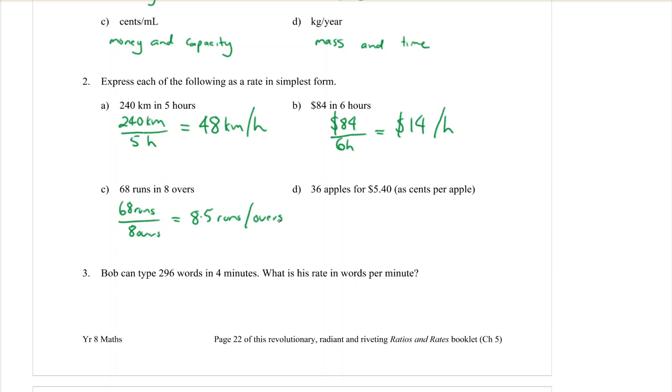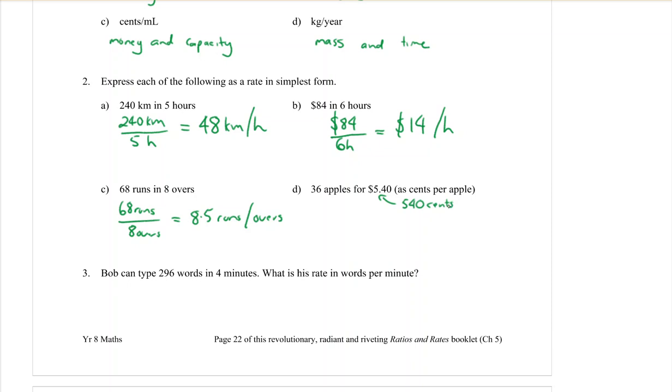D, we have 36 apples for $5.40, but wait, look at the bracket. The bracket says that we want that as cents per apple. So if it's specified that, first of all, it means I'm going to have to put that $5.40 in cents. How many cents are in $1? 100. So if you times that number by 100, it's 540 cents.